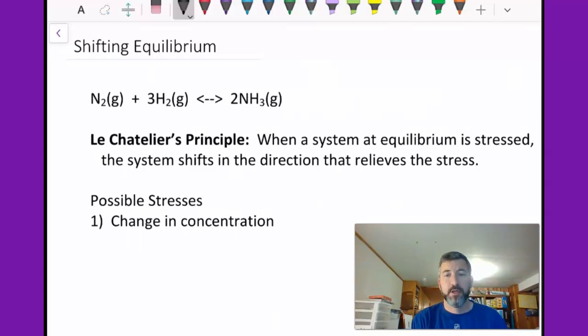Hey guys, welcome back. Today we're going to talk about LeChatelier's principle. It's a fun name to say. Just basically looking at shifting equilibrium.